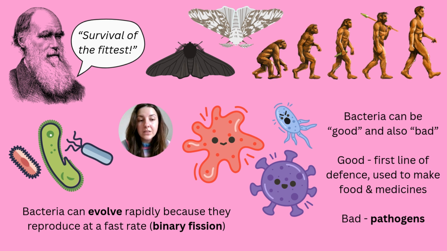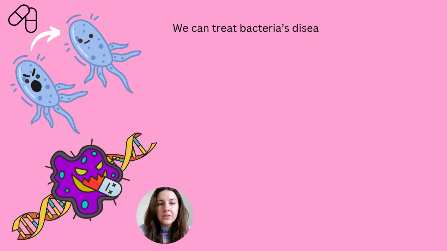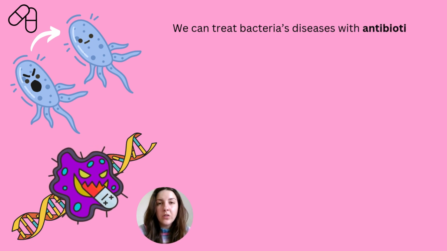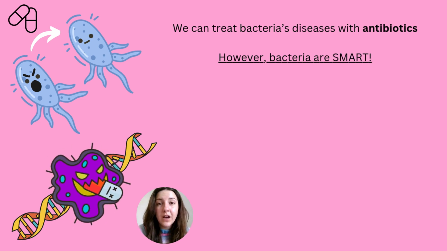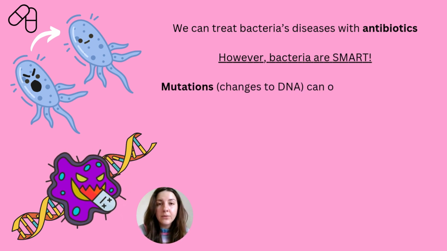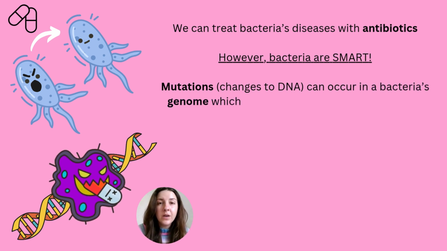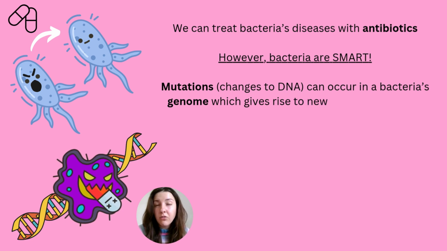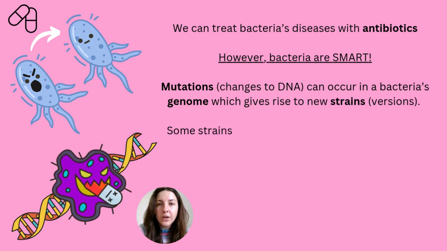So we're going to explore why that happens. Let's do that now. We already know that antibiotics are used to treat bacterial diseases. However, bacteria are really smart. They are able to evolve really quickly, and they do this because they divide very quickly through a process called binary fission. Unlike our cells, which divide by either mitosis or meiosis, bacteria divide by binary fission, and they have such small genomes that they can replicate quite quickly.